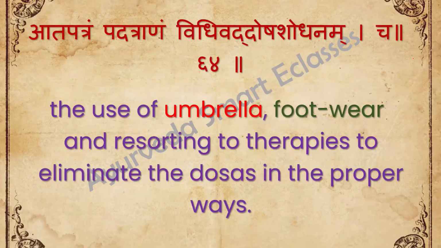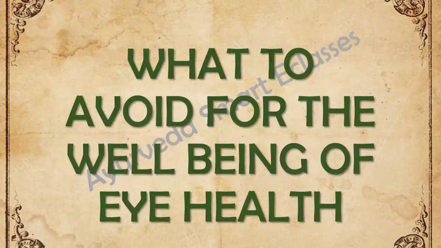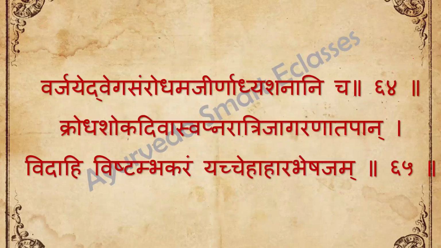Now activity. Adapatram, Padatranam, Vidivat Dosha Shodhanam. Use of umbrella, Adapatram, Padatranam, footwear, and resorting to therapy to eliminate the dosha in proper ways. Now what to avoid for well-being of the eye health? Varchayet Vega Samrodham, Ajirnam, Adyashanani cha, Krodashoga Divaswapna Ratri Jagarana Adhavan, Vidahi Vishtamba Garam Yache Ahara Beshacha.